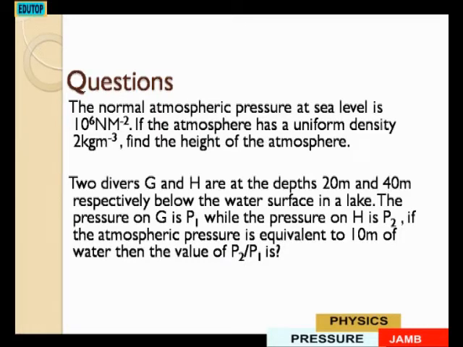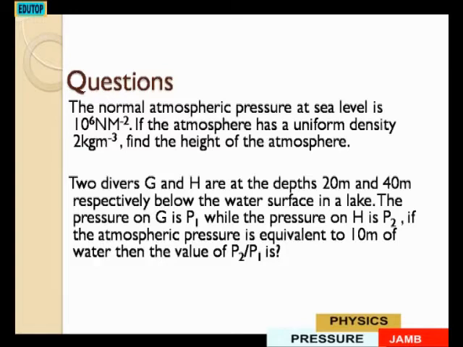If you look at that question, we are given the normal pressure at the depth of the lake for those two divers, the pressure that is working on them. So now we are given the atmospheric pressure, which is the pressure above the sea level. So what will now be the value of P2 over P1? What we are going to do in this case is as simple as this.